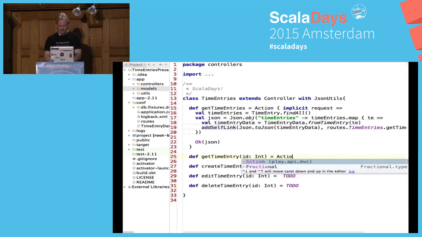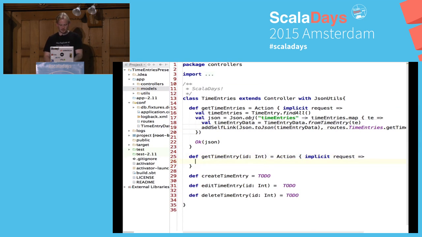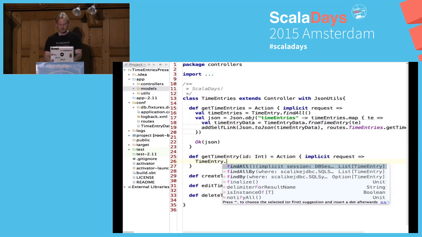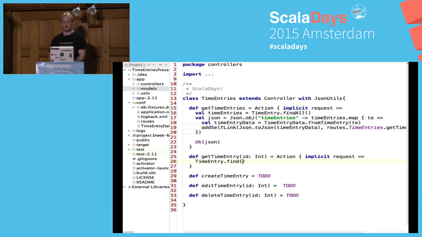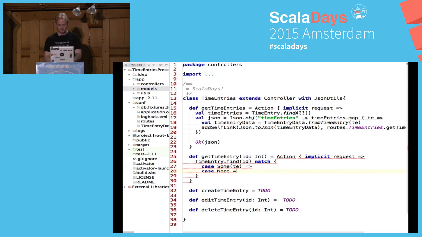So you start off again with the action and the implicit request. And then we first want to find an individual time entry. So you can use the find method that's created by the ScalikeJDBC reverse engineering tool. And then you get back an Option, so you can pattern match over that. And in case of Some(timeEntry), we want to do something. And in case of None, we give back a NotFound with a JSON object in there with an error message saying, for instance, not found.